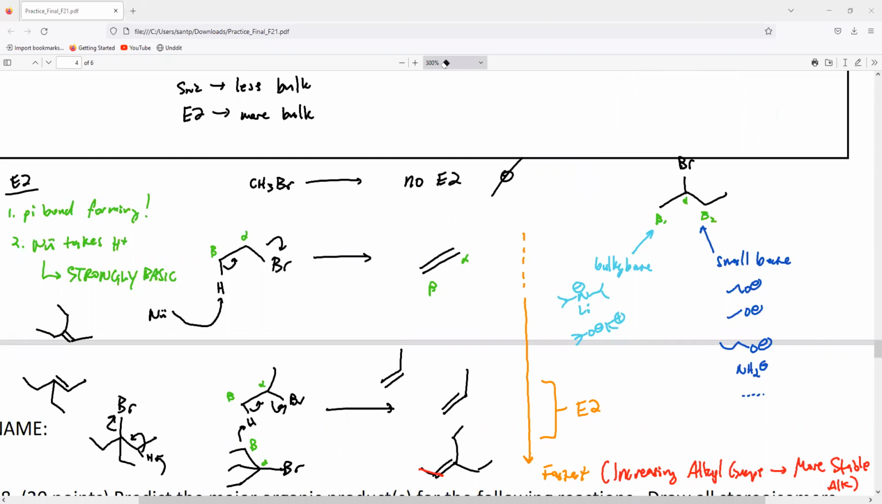So here's a cool little trick. If your beta is a CH3, so in this case, this beta here is a CH3. So let's say that I did this with a bulky base, like tert-butoxide. What you're going to get is always a terminal alkene.